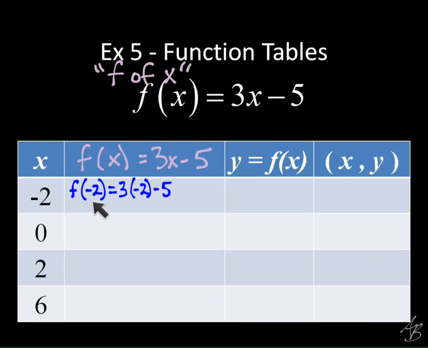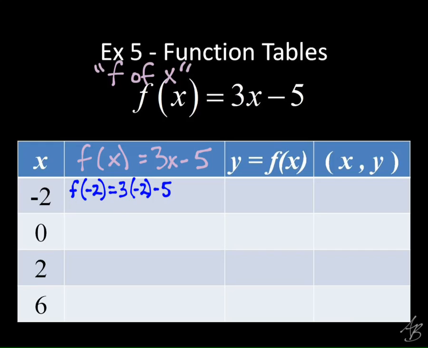Now, probably the trickiest thing about this is that this does not mean f times negative 2. Every time in the past when you've seen this kind of thing where you have a letter next to a parentheses, it means multiplication. This is what's called function notation, and it looks the same. Okay, so what this means is that we're putting negative 2 into the function for x. All right, and then we simplify this exactly the same way as we did before.